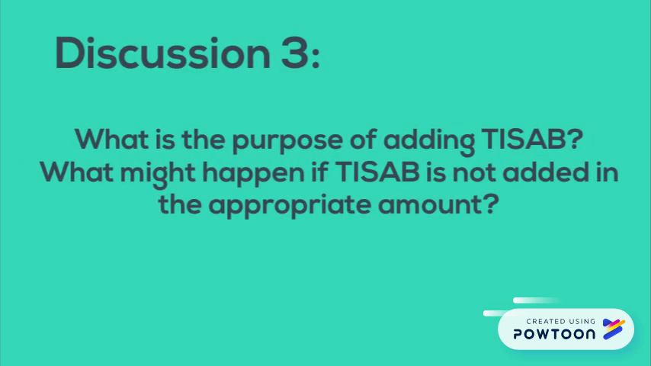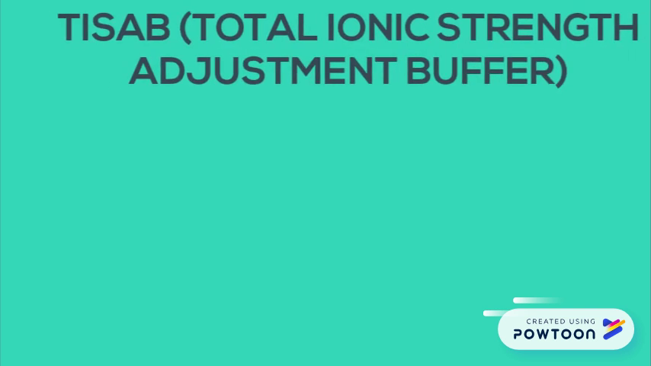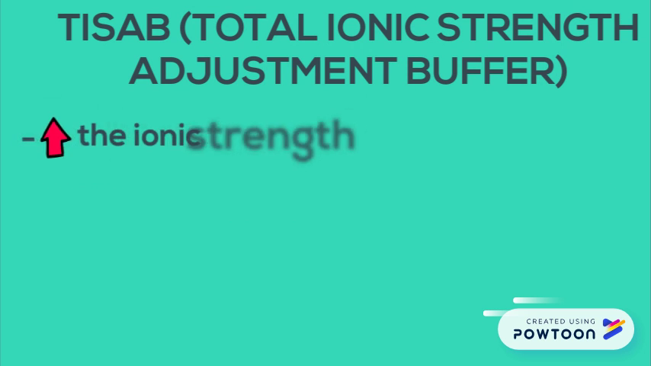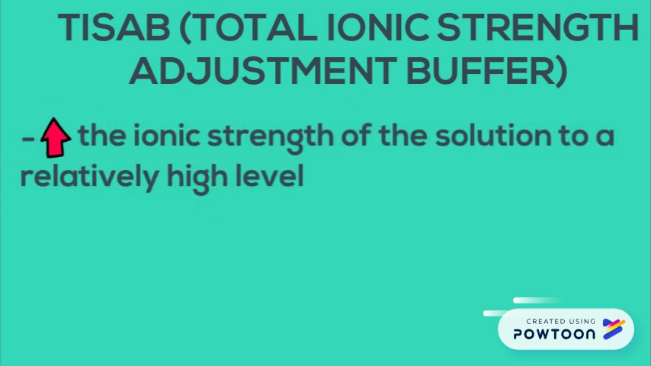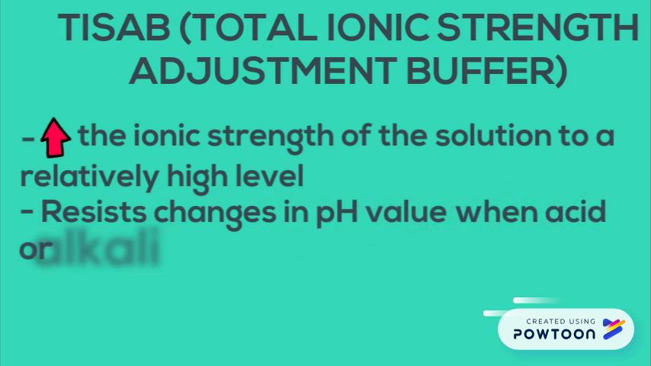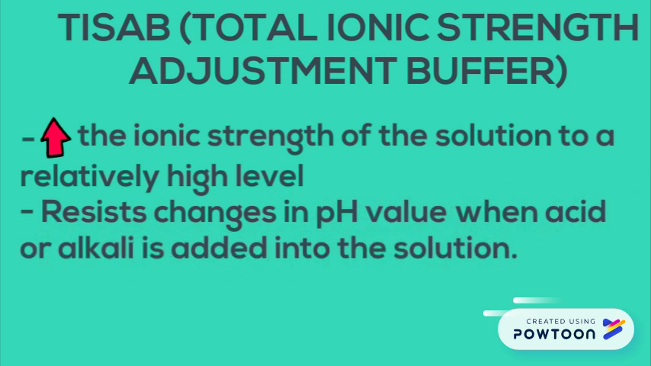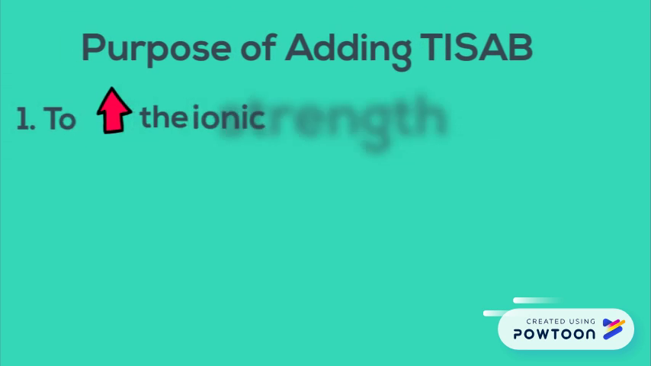Discussion 3. In this discussion, we'll be talking about the purpose of adding TISAB and what the consequences are when TISAB is not added in the right amount. TISAB, also known as total ionic strength adjustment buffer, is a buffer solution which increases the ionic strength of the solution to a high level, and it also resists changes in pH value when acid or alkali is added to the solution. So, what are the purposes of adding TISAB?